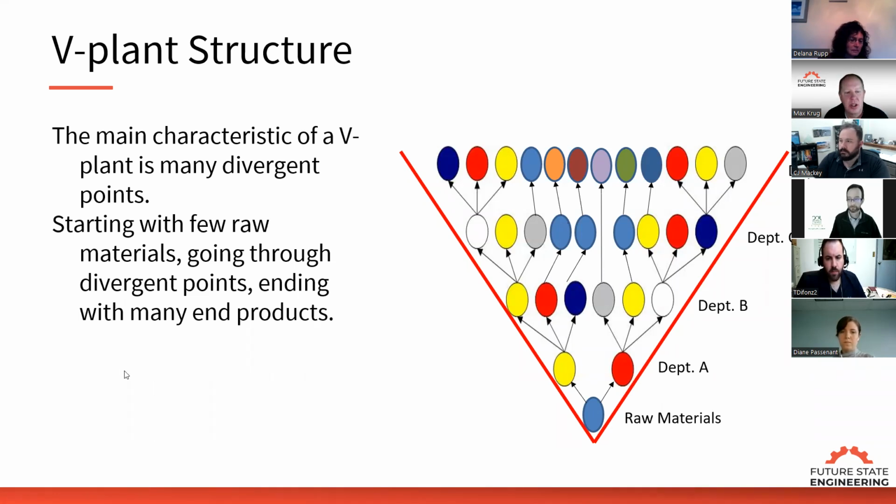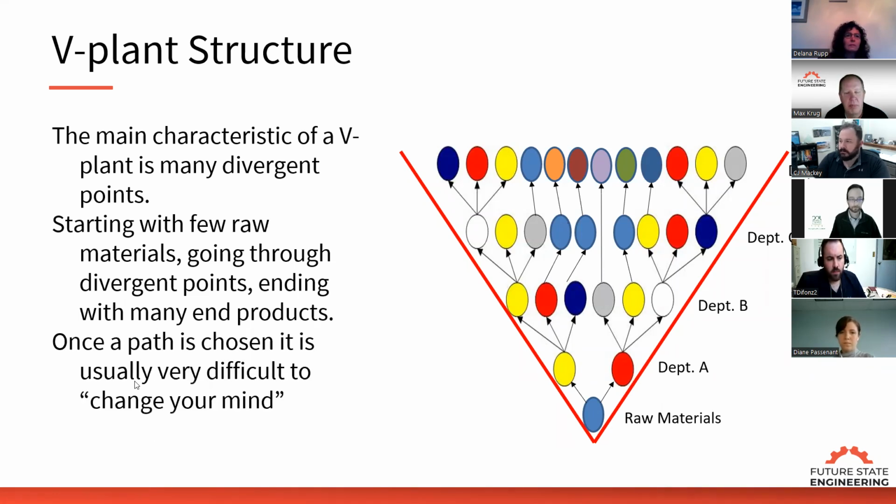Okay. So that's the characteristics of a V plant. But once a path is chosen, you can't go back. So it's like, oh, I got this powder and I mixed it to a certain configuration. It's like, oh, I shouldn't have mixed that one. I should have mixed a different one. Too late. I can't unmix the product.